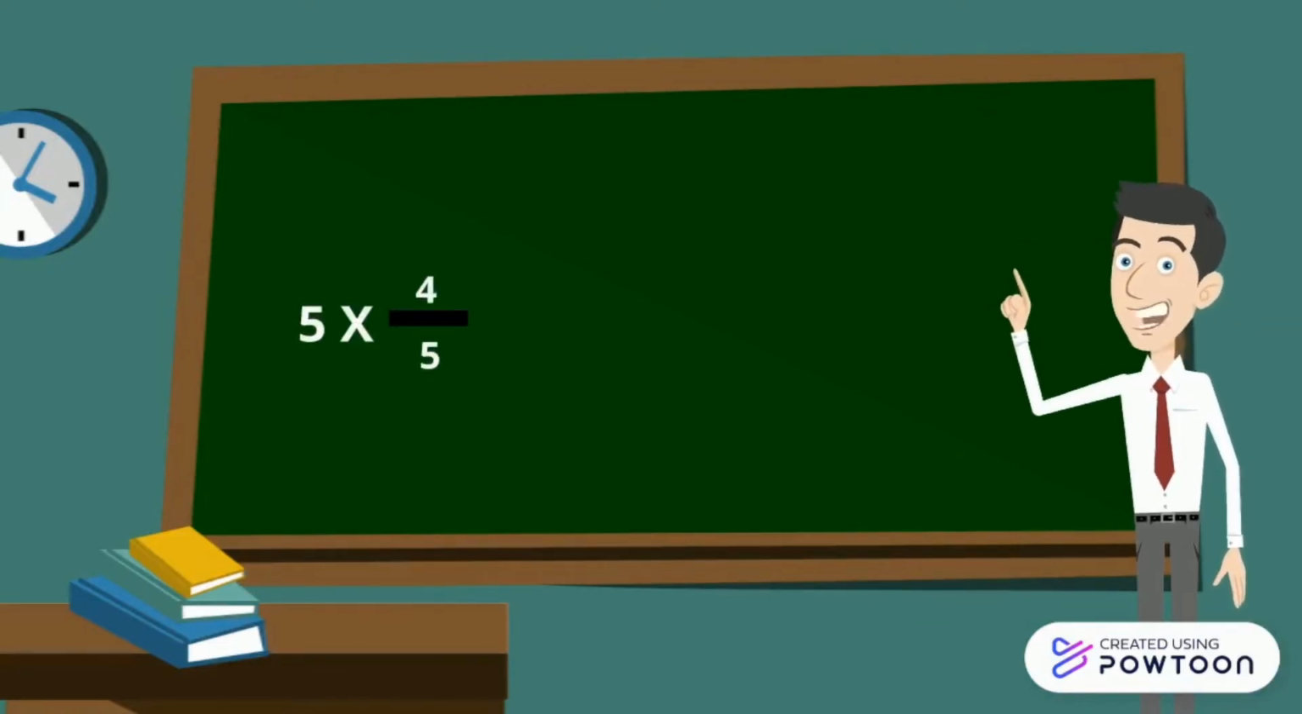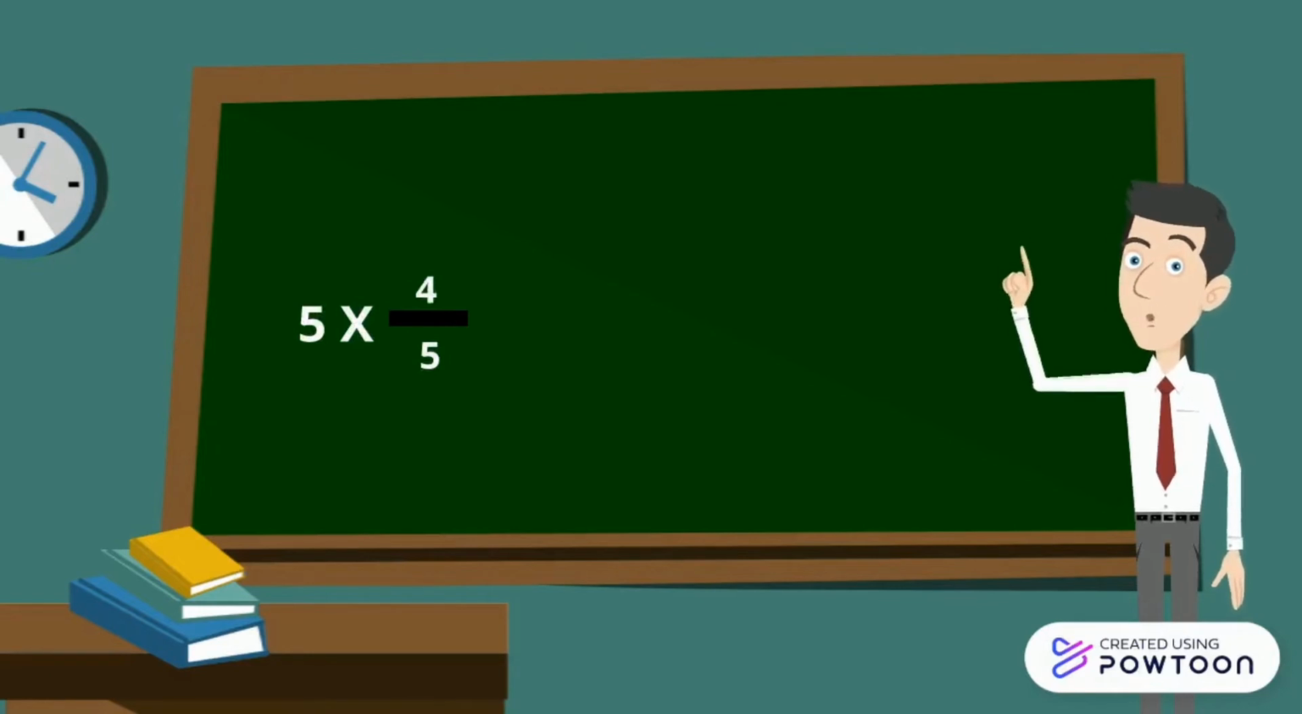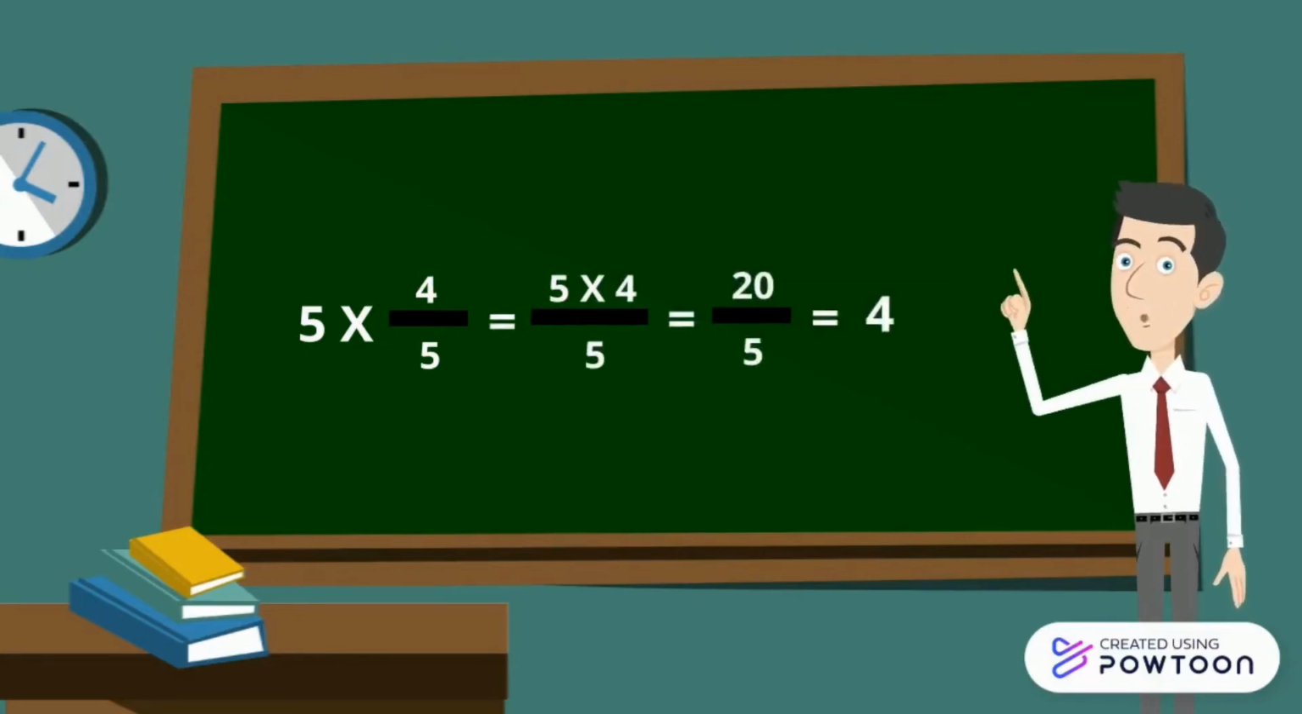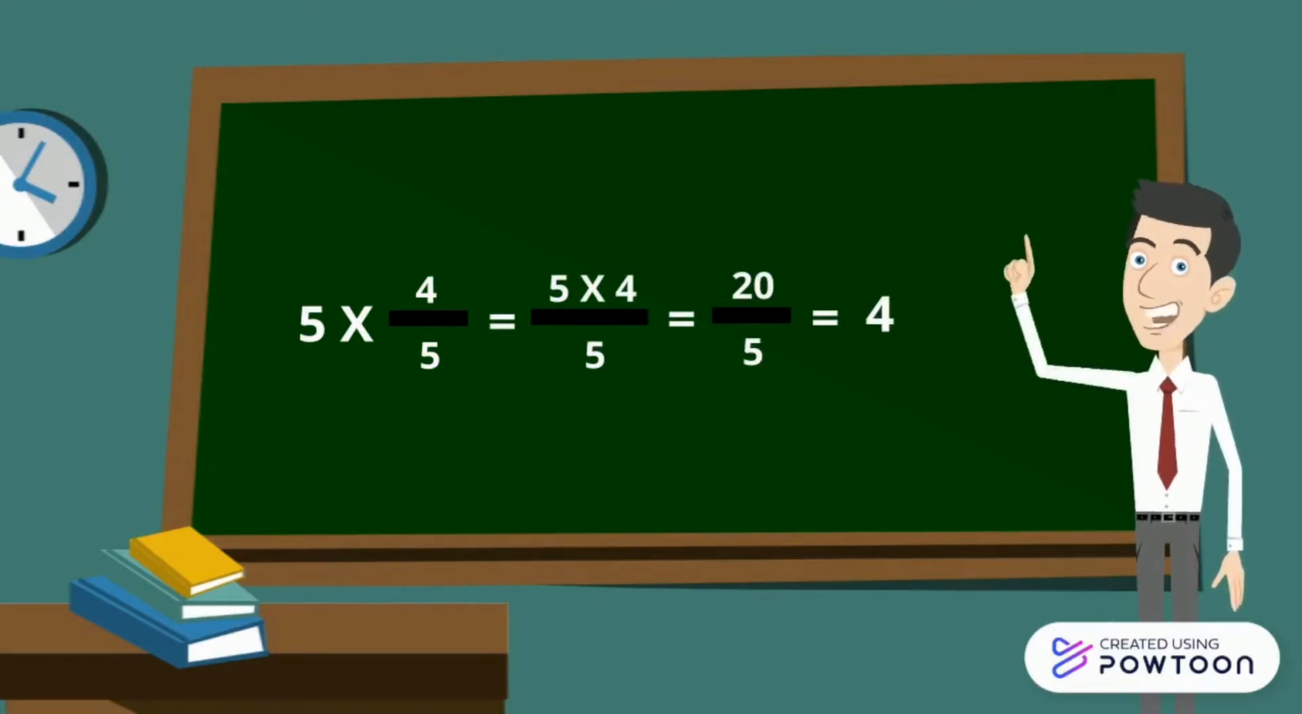To multiply it, we multiply the whole number, which is 5, with the numerator, which is 4. So, it's 5 times 4 over 5, which equals 20 over 5, which is equal to 4. So, Didi used 4 meters of his rope to tie cardboards.